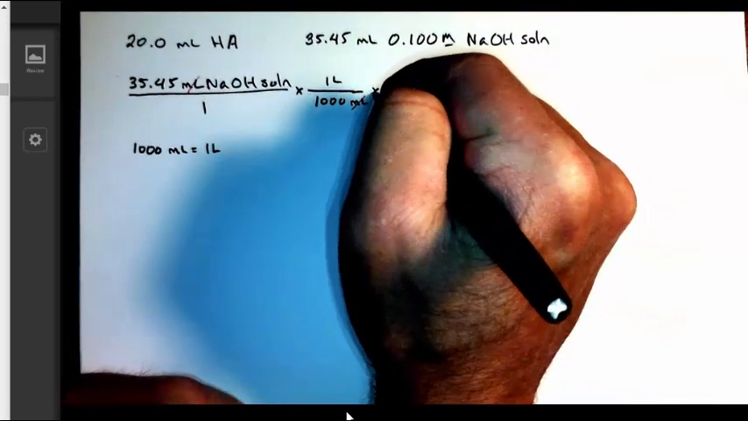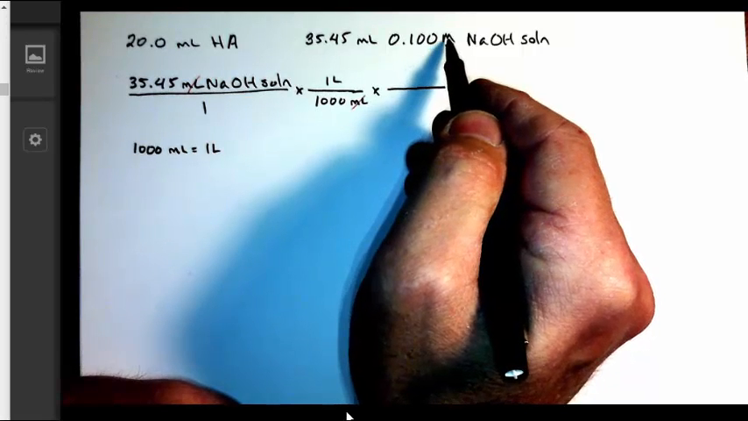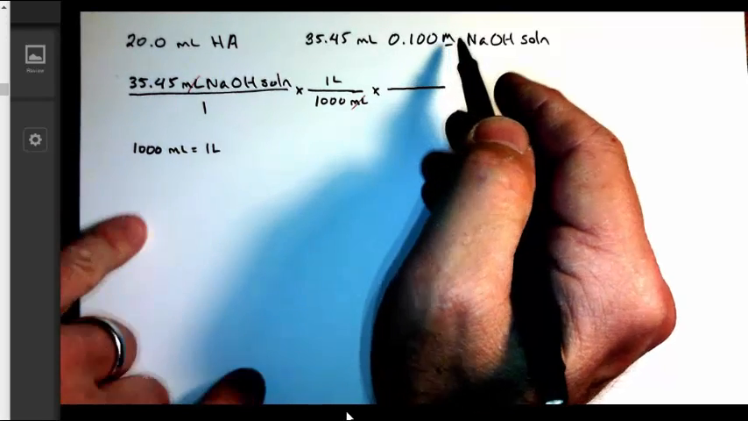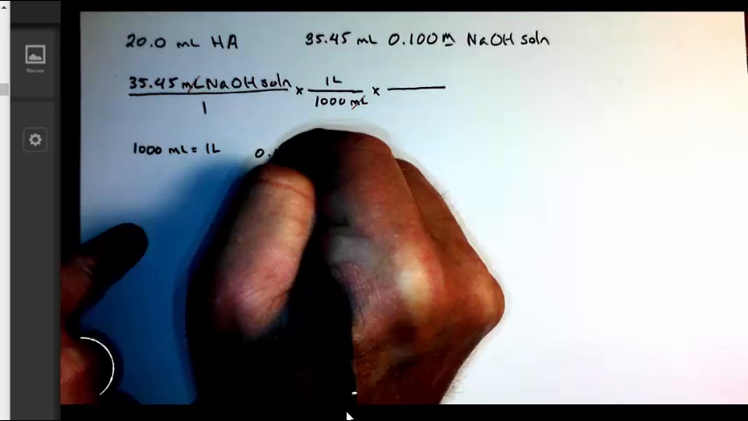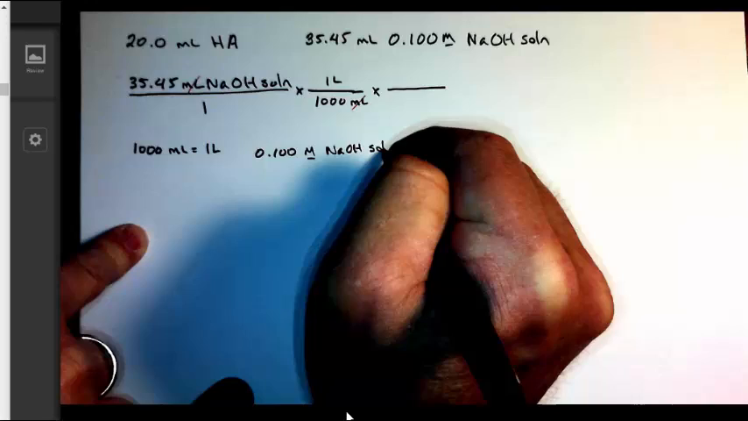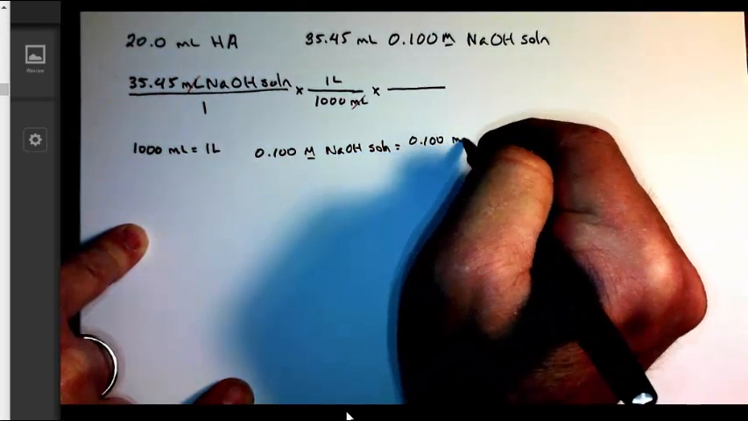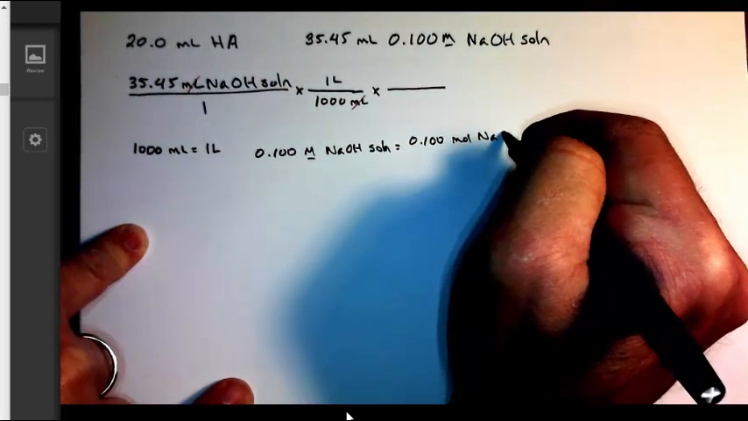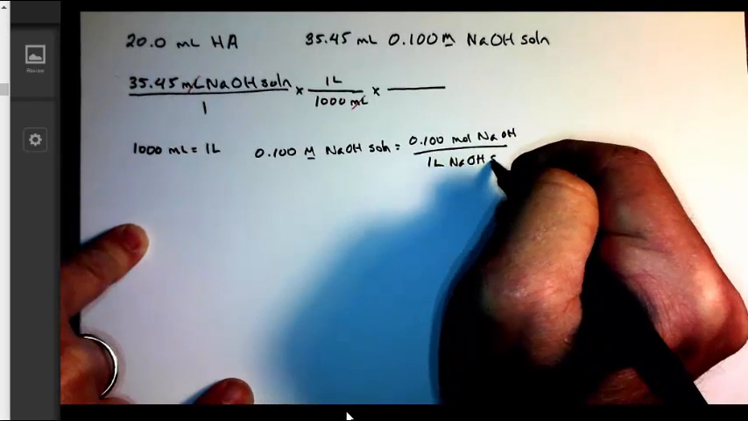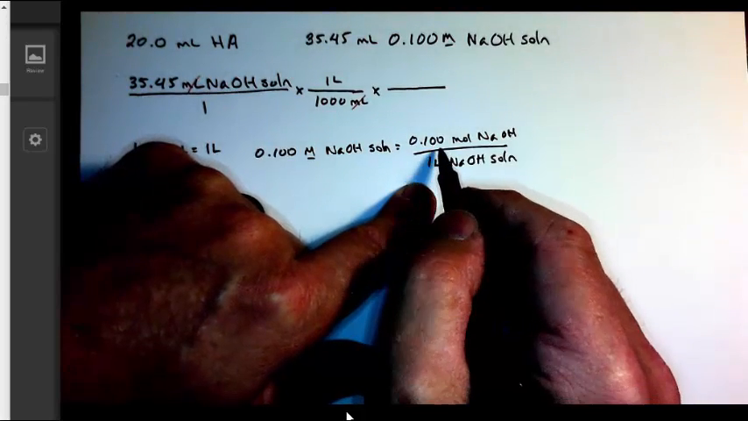I can find the moles of sodium hydroxide solution by using this. The molar concentration means moles per liter. Okay, so 0.100 molar NaOH solution is the same thing as saying 0.100 moles of NaOH in 1 liter of NaOH solution. Well, guess what? I've got liters in the bottom here and moles on the top. I can just plug that in right there.